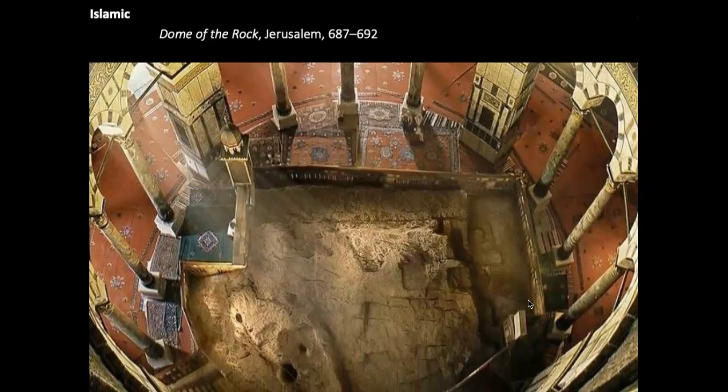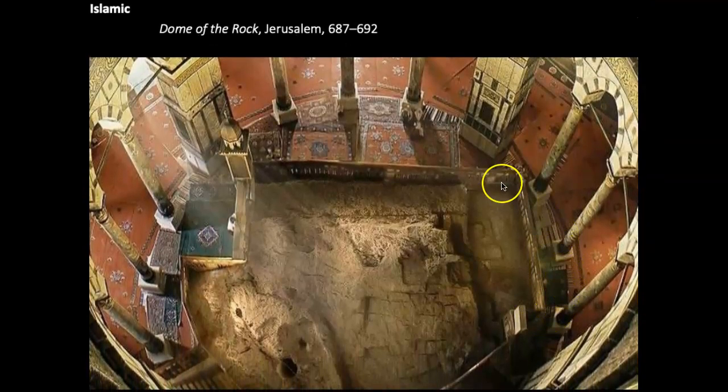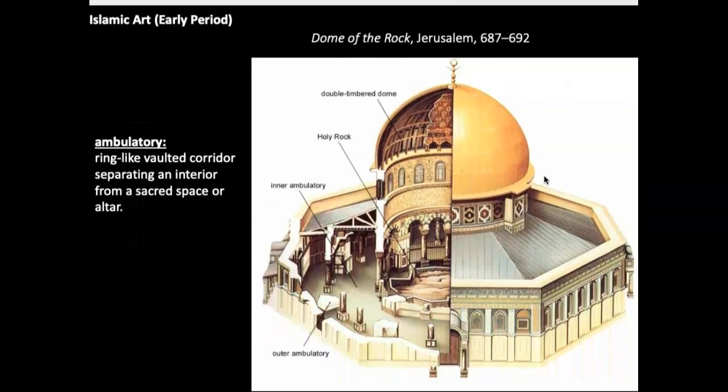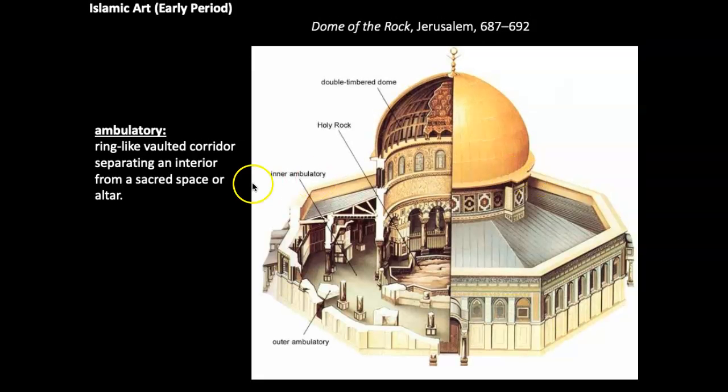Here we are looking down at the rock. And these columns here are defining the sacred space, holding up the dome, and they mark where you're not allowed to walk, and they give you the space where you are allowed to walk. In architecture, this type of space is referred to as an ambulatory, and this is your vocabulary word. It's one of my favorite words, honestly. Ambulatory, a ring-like vaulted corridor separating an interior from a sacred space or altar.